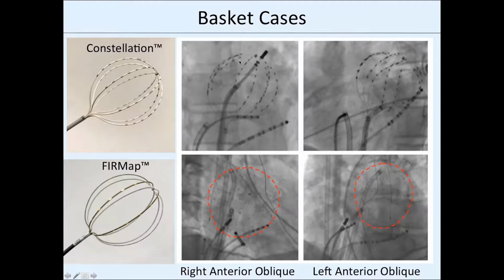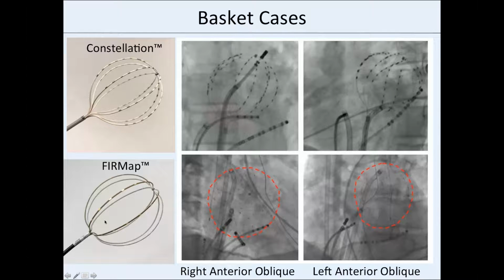This is deployment in the right atrium, in the right anterior oblique and left anterior oblique in the left atrium in both cases here. You see on the Constellation catheter that the splines are really front-loaded towards the tip of the catheter. We don't have any representation of recording electrodes back here on the proximal end of the basket, which of course is quite a problem for looking at the septal aspect of the left atrium.